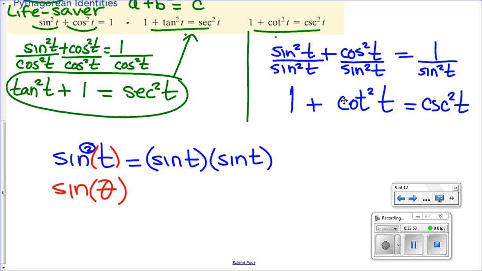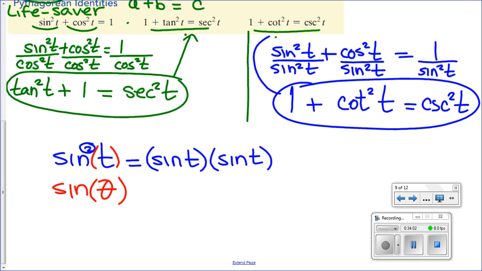Okay, so let's go back to the other one. So this one right here, it just proves how this one came about, okay? How it's derived from the Pythagorean identity. Okay, so we're going to move on.